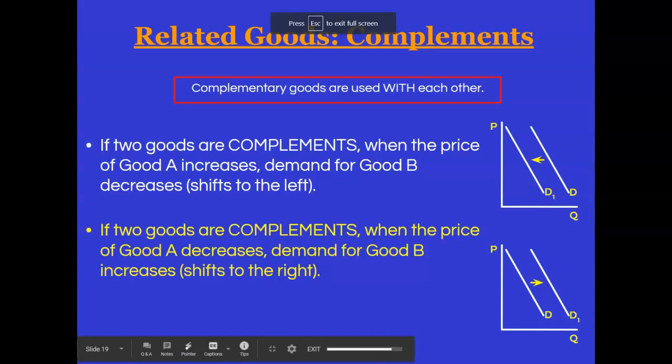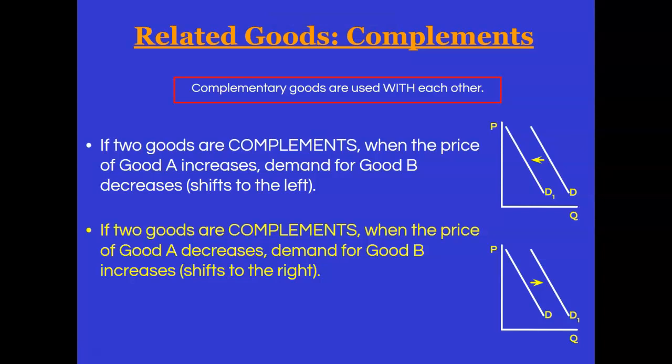Okay, so continuing, related goods or complements. This is with an E, complements. If two goods are complements, that means one goes with the other. Tennis rackets use tennis balls, for example. So if two goods are complements, when the price of good A increases, the demand for good B is going to decrease or shift to the left.